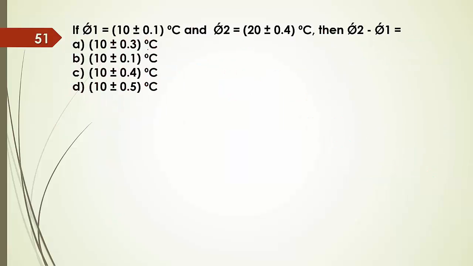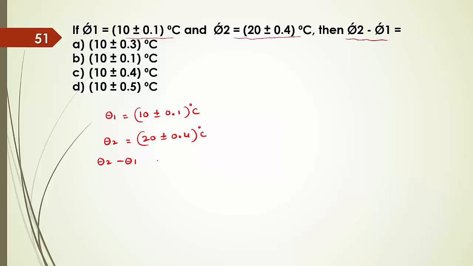If theta 1 is equal to 10 plus or minus 0.1 degree Celsius, theta 2 equal to 20 plus or minus 0.4 degree Celsius, then theta 2 minus theta 1 equal to how much? It's a very simple question. Theta 1 is given as 10 plus or minus 0.1 degree Celsius. Theta 2 is 20 plus or minus 0.4 degree Celsius. What we have to do now? Theta 2 minus theta 1. This is error in subtraction.